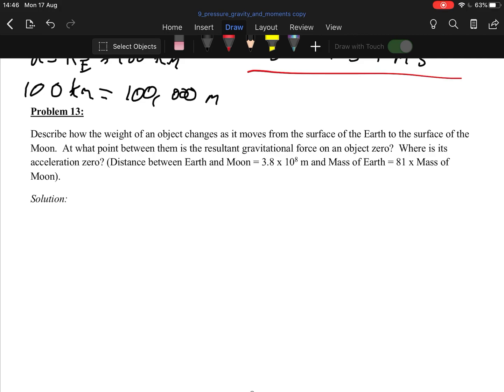So what you say there for the first part, I'm not going to write it out, I'm just going to explain it to you over the video. So how does the weight change? As you move from the Earth to the Moon, you get lighter and lighter until the force of gravity gets to the point of zero. Why? At that point, the gravitational pull of the Earth equals the gravitational pull of the Moon. And then the closer you get to the Moon, you start to gain your weight again because the gravitational pull of the Moon is getting greater. That's it. So now the maths part.